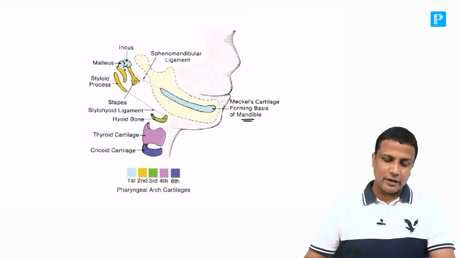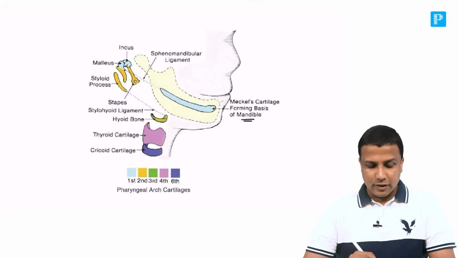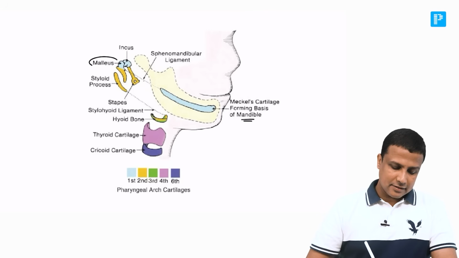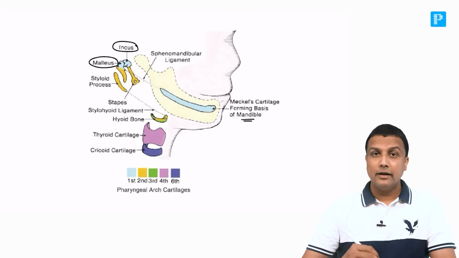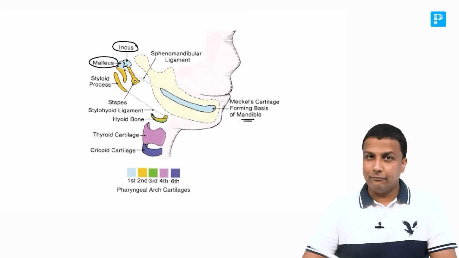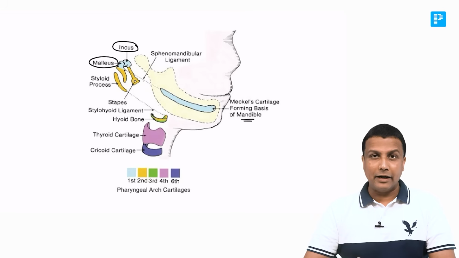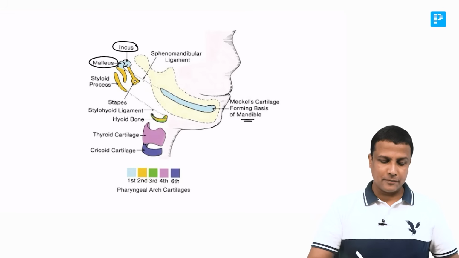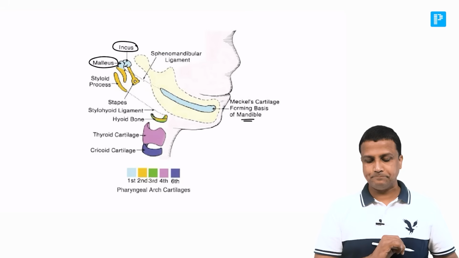Now there is one best diagram to learn about the derivatives of the pharyngeal arches. I hope you have seen this diagram. I have shown you in our regular videos. Now in this diagram we can see that malleus and incus are derived from the first pharyngeal arch. Along with that, the anterior ligament of malleus, the sphenomandibular ligament, the mandible and the maxilla, all these structures present over here are actually derived from the first pharyngeal arch.